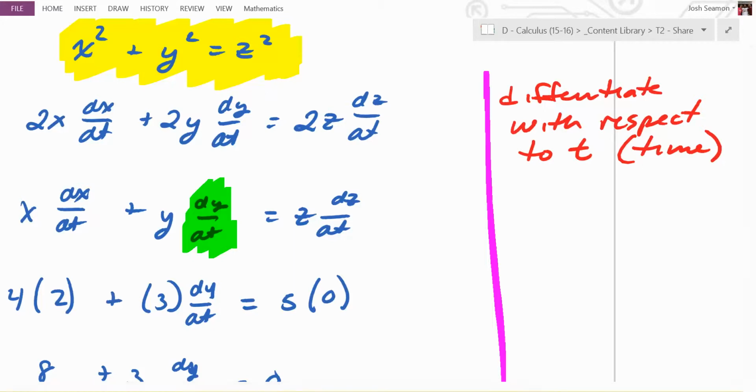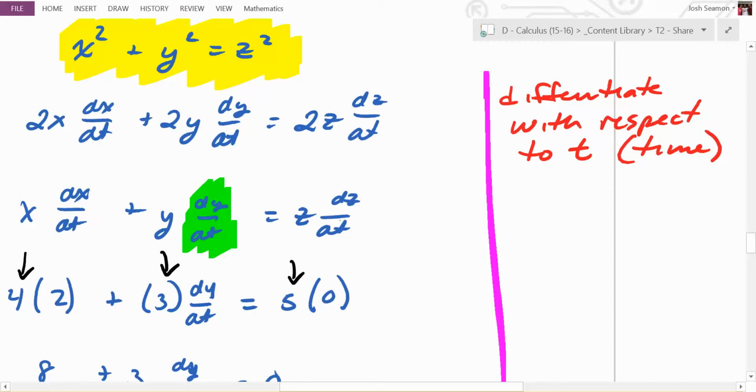The question told us that it's when x is 4, when y is 3. Hey, if x and y are 3 and 4, what does the z value have to be? If the base is 4 and the height is 3, what does the hypotenuse have to be? 5. Because 3 squared plus 4 squared is 5 squared.